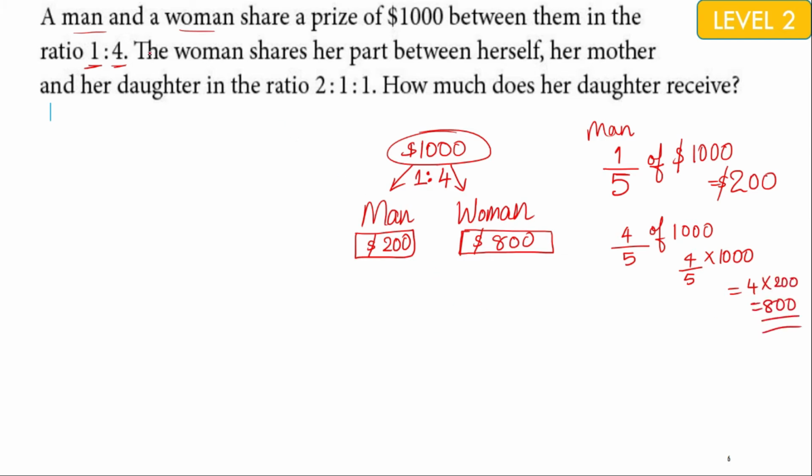Now the next part of the question. So this is just the first level, the first part of the question. You can write part 1 for the question. Now the second part is where the woman shares her part between herself, her mother and her daughter.